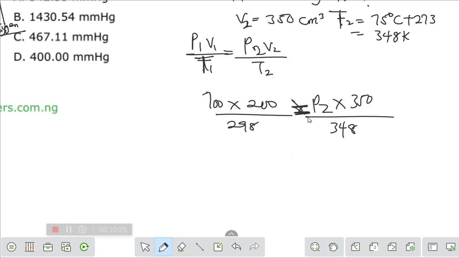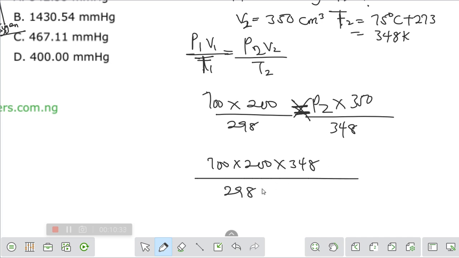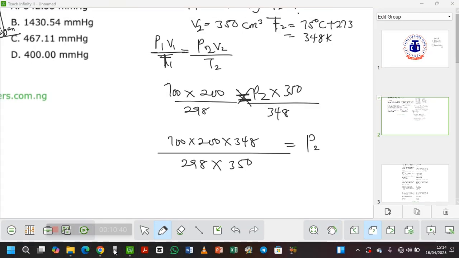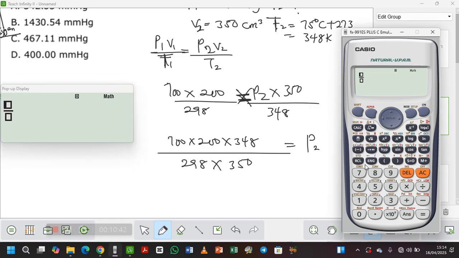So let's cross multiply. So we now have 700 times 200 times 348. At the end of the day, just divide it by 298 times 350. I've jumped some steps, so because of our time, I'll not be doing it one by one.